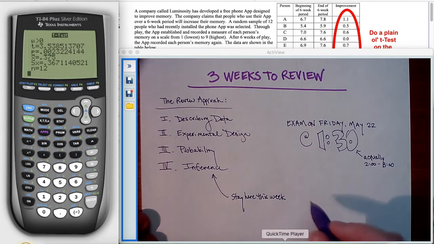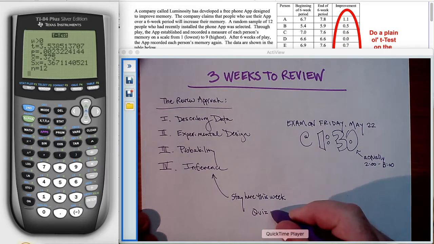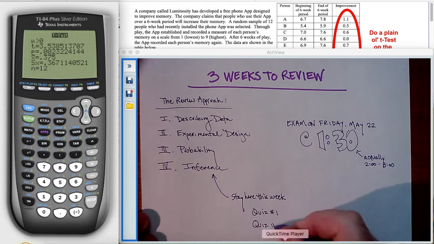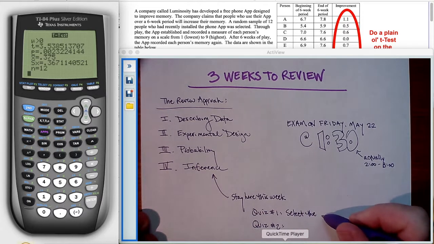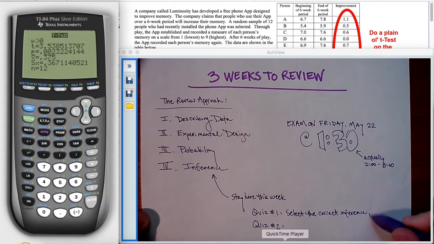You guys are going to actually stay in inference. This inference is going to be the first thing that we're going to review. There are actually 2 quizzes this week. The first quiz is just multiple choice. You're going to have to select the correct inference procedure out of the ones that we've talked about. The second quiz is 2 free response questions that I want you to try and fully submit as if they were the real deal on the real exam.